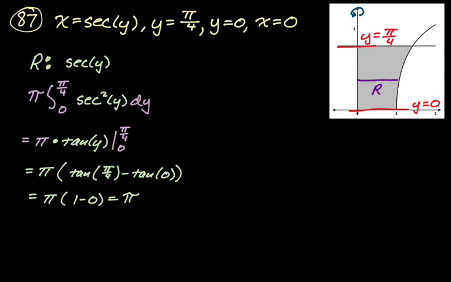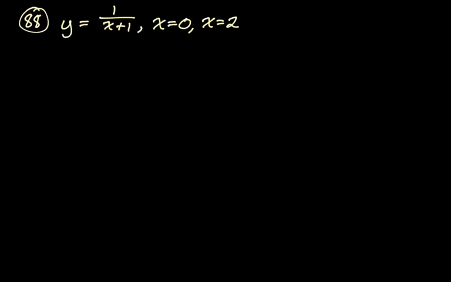All right, next up. Y equals 1 over x plus 1, x is 0, x is 2. I should mention these all come from the OpenStax textbook, which I will link in the description below. Highly recommend it. It's a great source of problems.